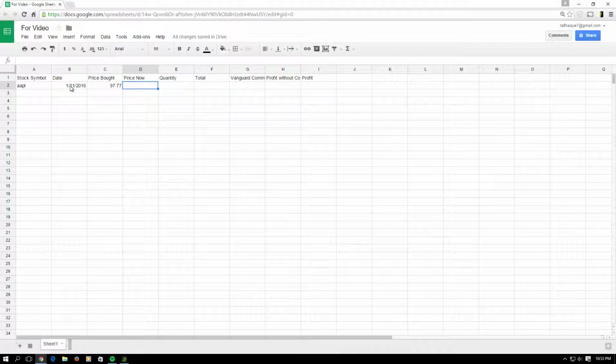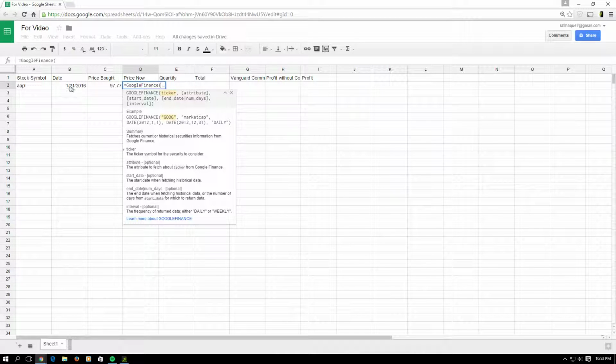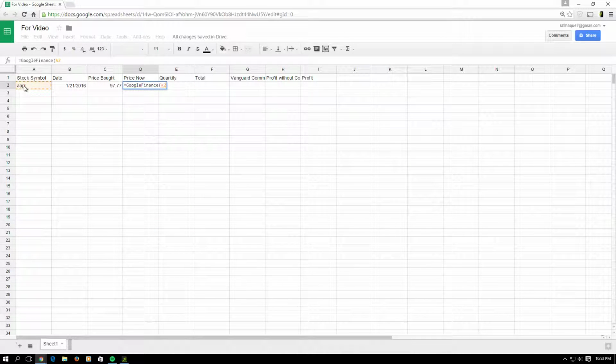What makes Google Spreadsheet really cool is the integration that Google has with Google Finance. So right now we're going to put in a formula, and the way you do it is put an equal sign and then GOOGLEFINANCE. Let's do it again, just to make it less confusing, because this is the most important part of the video. So this is how that works.